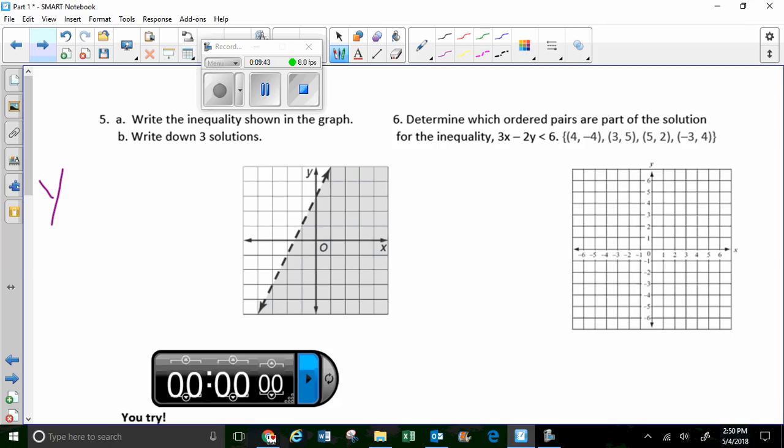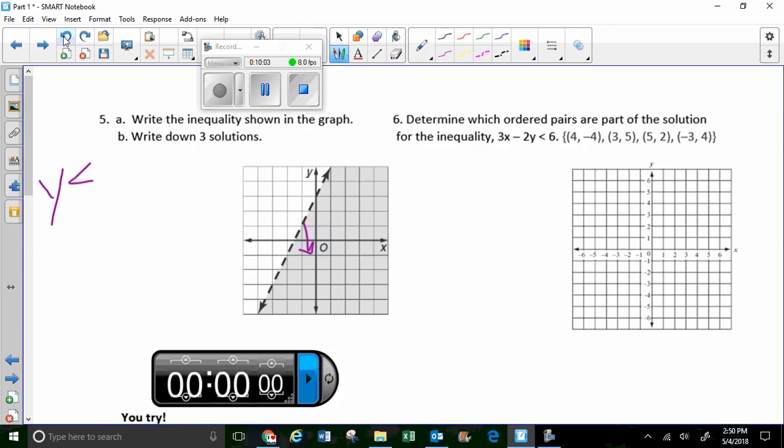Okay. Let's think about the symbol. So first of all, this is shaded below. So what symbol goes with below? Very good. Less than. Now it's a dashed line, so do I get this line underneath? No, I don't, because it's dashed.